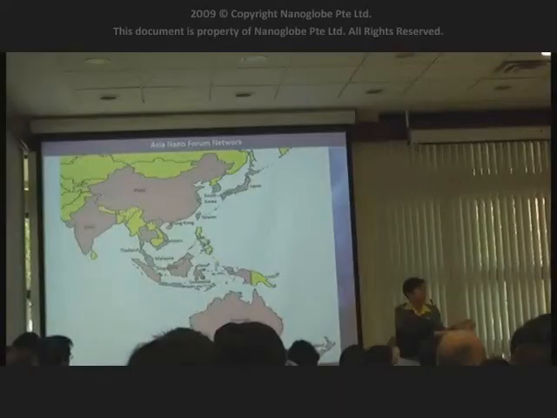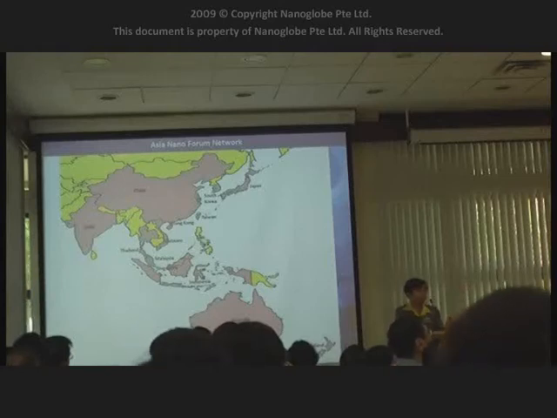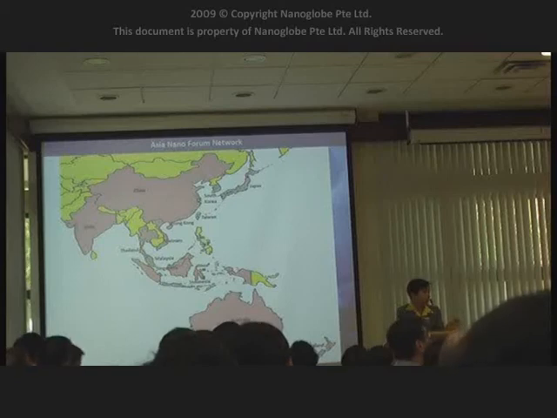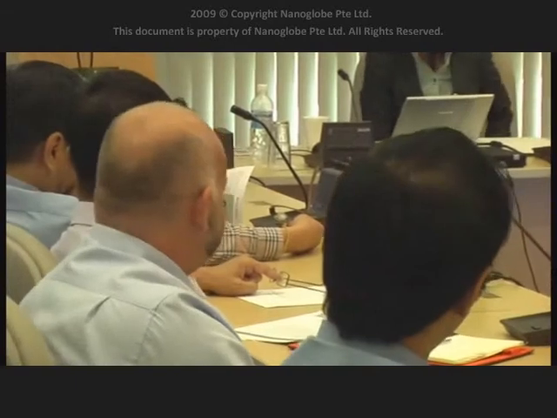So the region I cover are in pink: Japan, China, India, so North Asia, South Korea, all the way down to Australia and New Zealand. So these are the 13 economies, the 14 founding economies under the so-called Asia Nano Forum. I'm a co-founder of the Asia Nano Forum. Its secretariat office is actually located in Singapore.